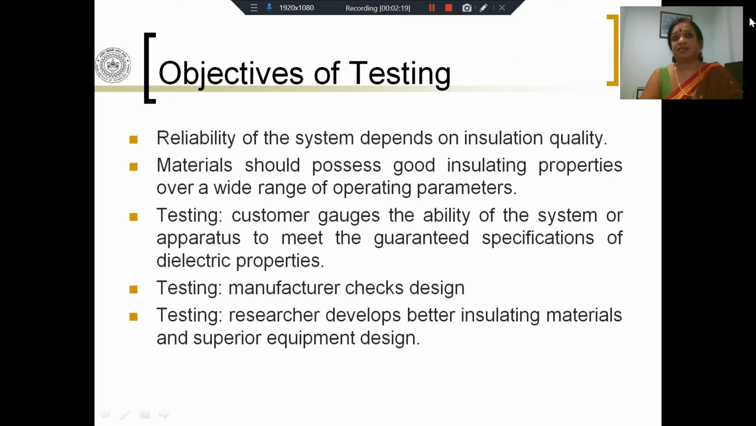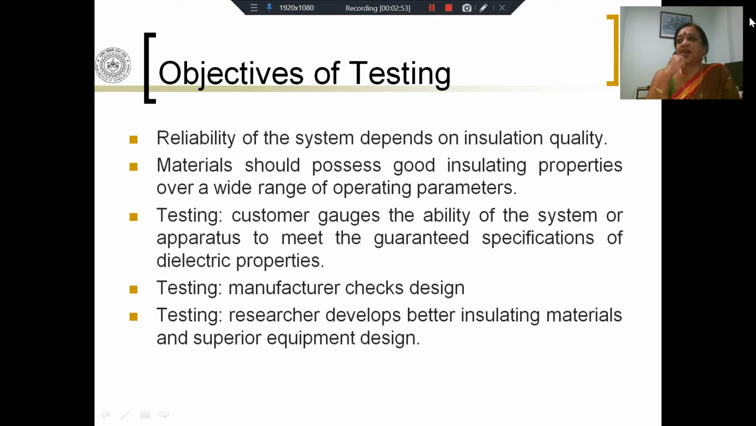There is no guarantee that the insulation will not fail at any point or at any time or under any conditions. But whatever are the specifications to which the insulation has been designed, whether the insulation will be able to withstand or satisfy those guaranteed specifications is what the customer tests. So that is testing from the point of view of the customer. So every time a power apparatus is bought, we ask for certain test certificates.